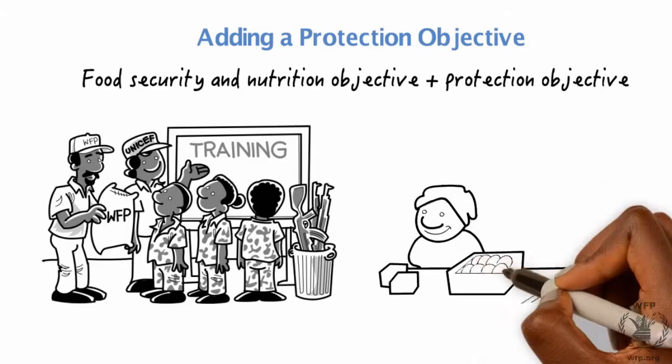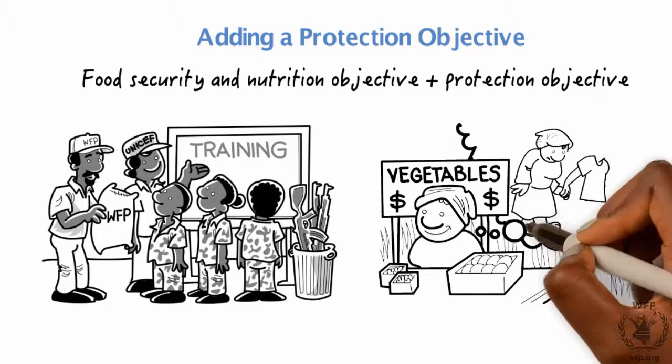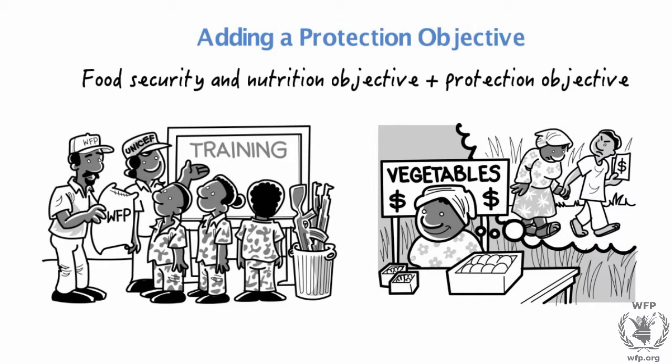Alternatively, when food insecurity is the root cause of protection risks such as human trafficking or child labor, we can directly reduce these risks by providing families with income. It is important to note that this is not the same thing as doing protection programming, such as rescuing trafficked children or providing legal support to refugees. WFP does not do protection programming, but we can sometimes contribute to positive protection outcomes through our food assistance activities.